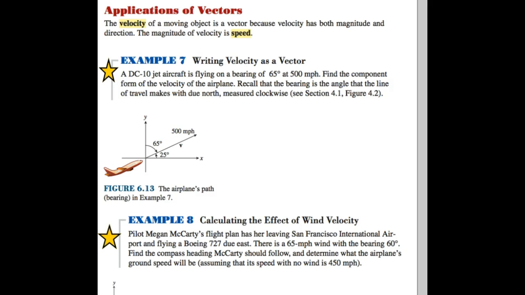All right. First question. It says a DC-10 jet aircraft is flying on a bearing of 65 degrees at 500 miles per hour. Find the component form of the velocity of the airplane. Recall that the bearing is the angle that the line of travel makes with due north, measured clockwise. So, bearing, direction angle, reference angle, those are different things. Yes? If we're going to write the component form of our vector, we need the magnitude of the vector times the cosine of the direction angle and the magnitude of the vector times the sine of the direction angle.